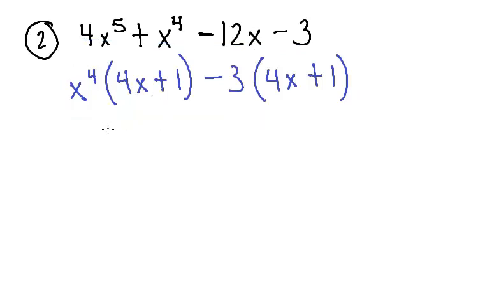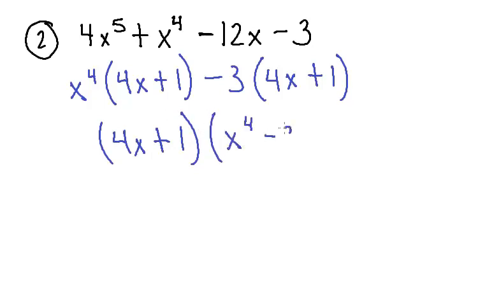So it's like the parenthesis is going to start to repeat in some cases. In most cases, you're going to have a parenthesis that you can take outside. Is this going to happen all of the time? No, not necessarily, but it is something that we can use. So x to the 4 minus 3, and that will be how we factor this using grouping method.